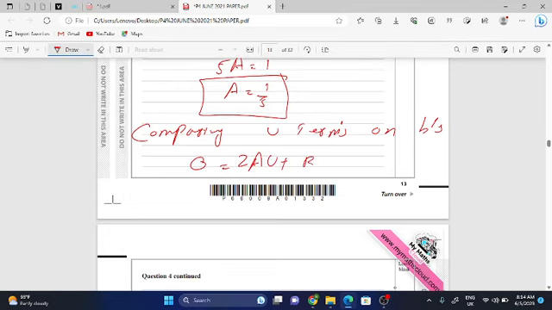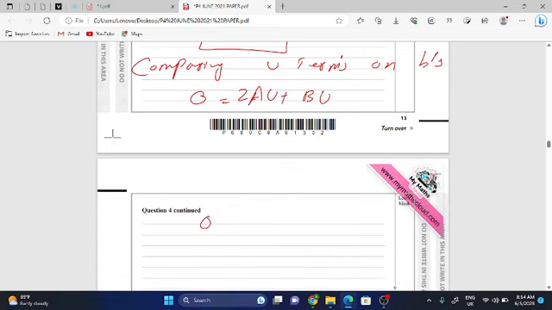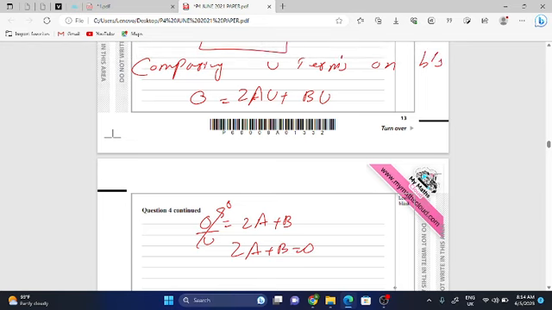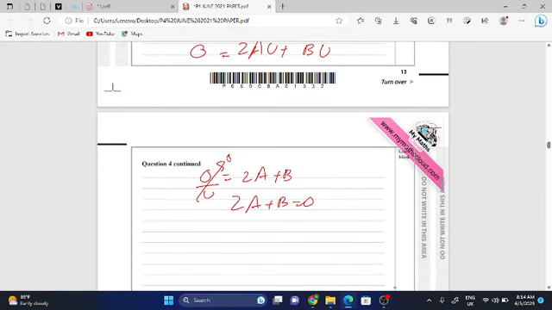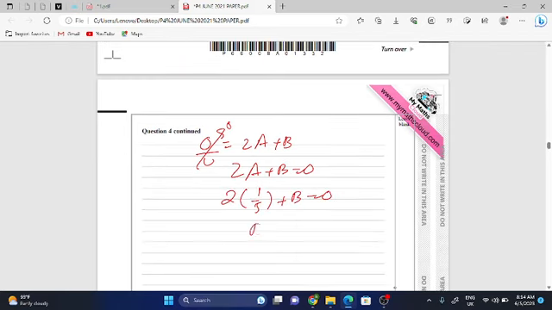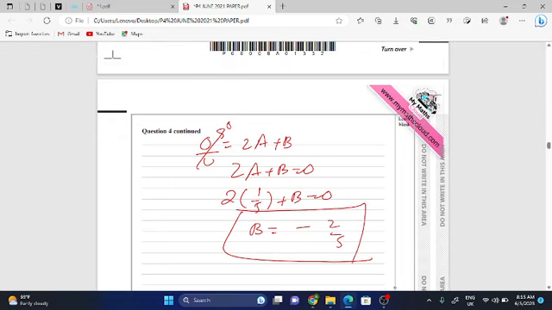So you can see 2au plus bu, right? The u can be taken outside and it gives you 0 is equal to 2a plus b, and after dividing by u it gives you again 0. It means that 2a plus b is equal to 0. You know the value of a, that is 1 by 5. So 2 times 1 by 5 plus b is equal to 0, and b would be equal to minus 2 by 5. So that's the value of b.